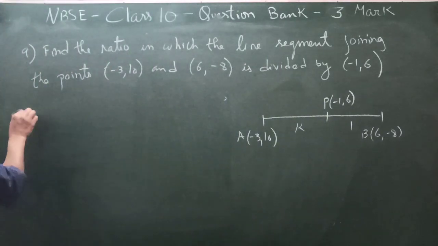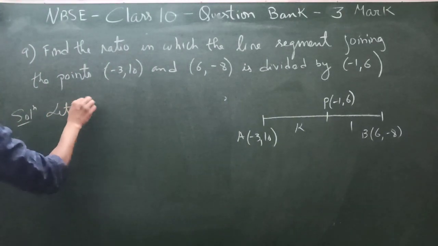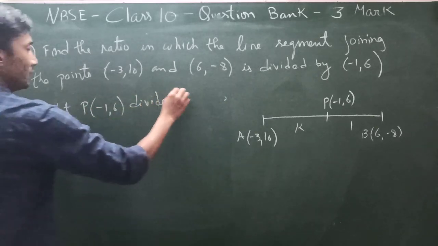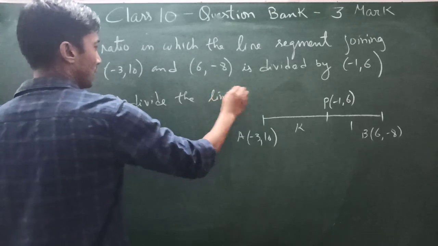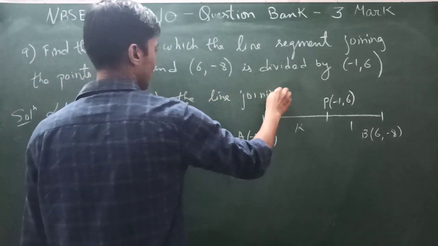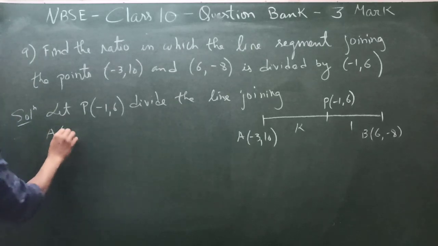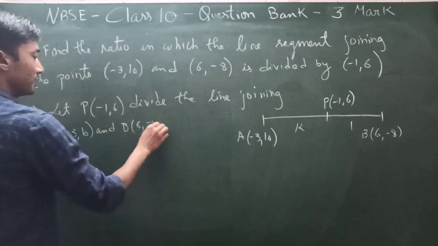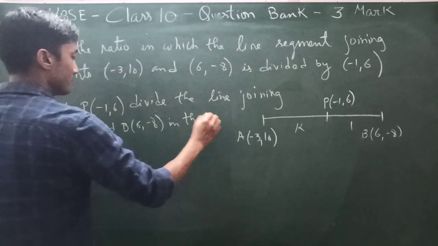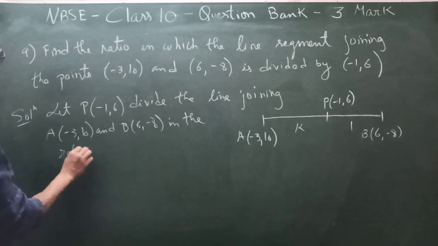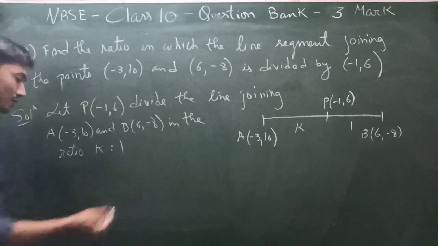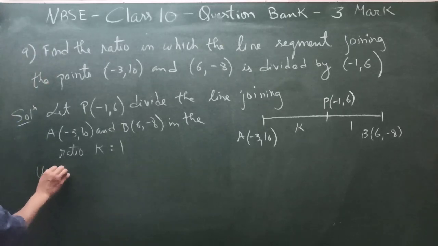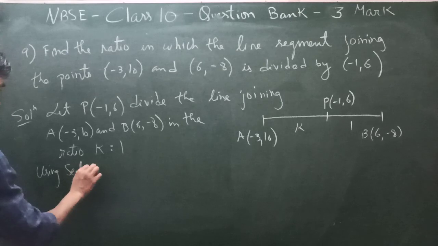Solution: let P minus 1, 6 divide the line joining A minus 3, 10 and B 6, minus 8 in the ratio, let's say, k is to 1. So our job here is to find the ratio using the section formula.